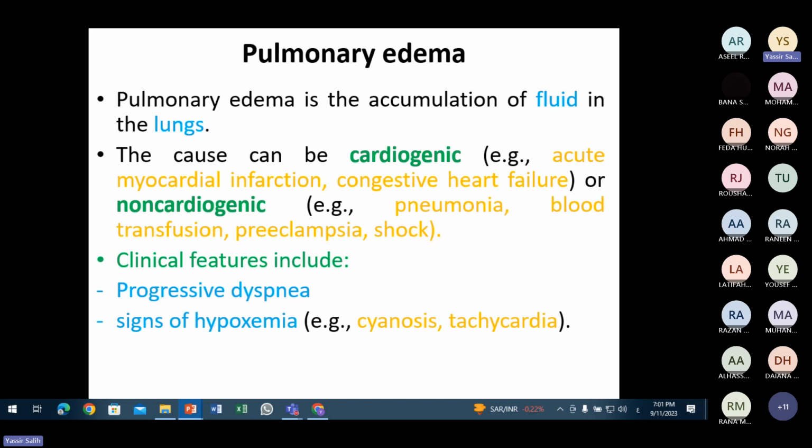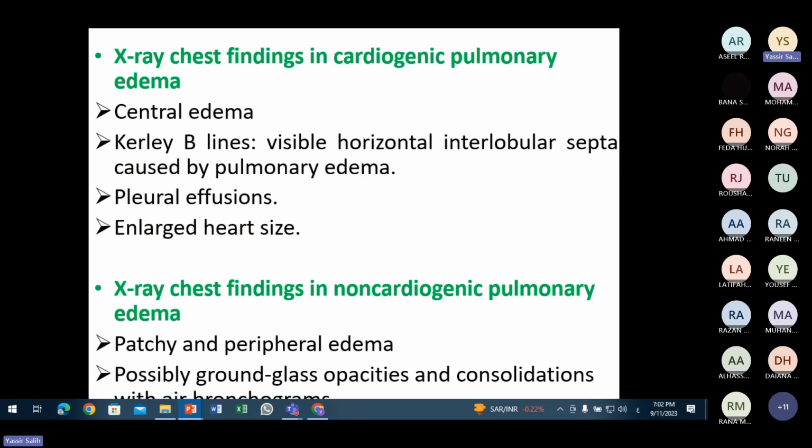This is a non-cardiogenic. The patient presents with progressive dyspnea and signs of hypoxemia. These signs of hypoxemia may be cyanosis and tachycardia. This is regarding the clinical presentation and classification.